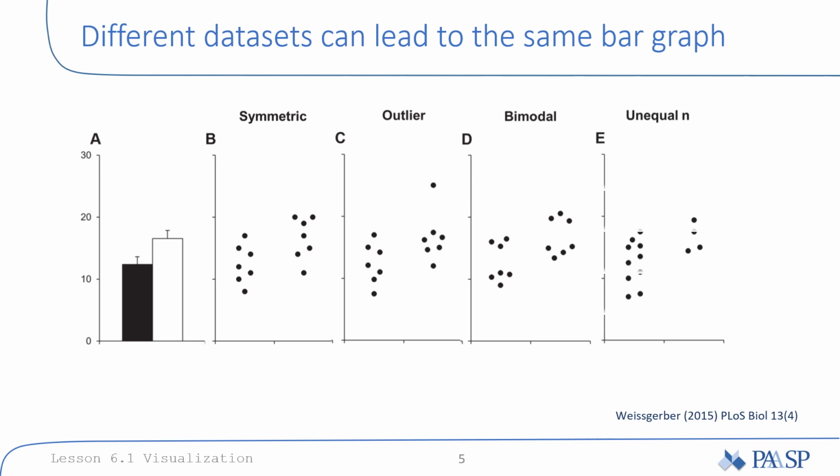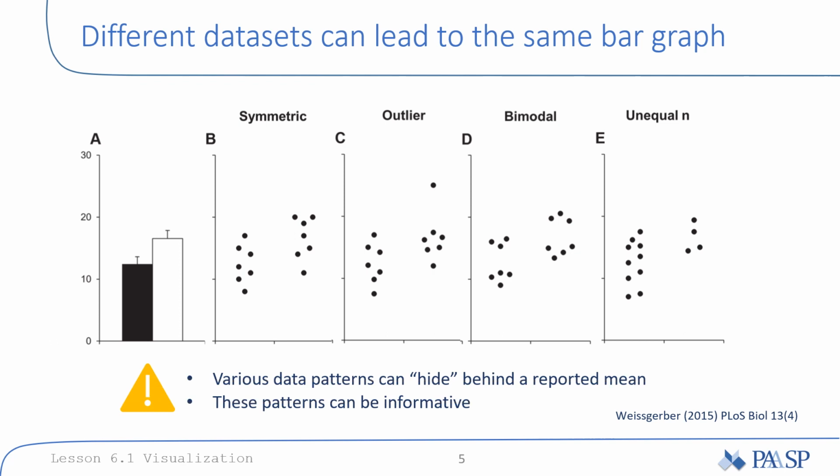Or it could be critical for the reader to understand whether different sample sizes have been used for the different treatment groups, as shown in panel E. All this information is lost or hidden by choosing bar graphs instead of more meaningful and appropriate alternatives.